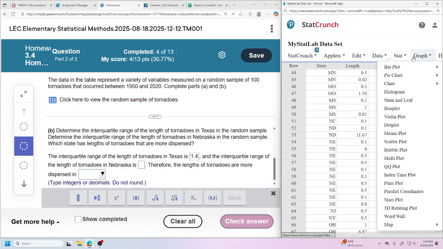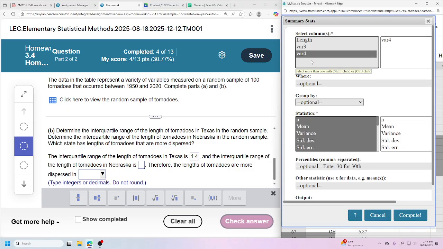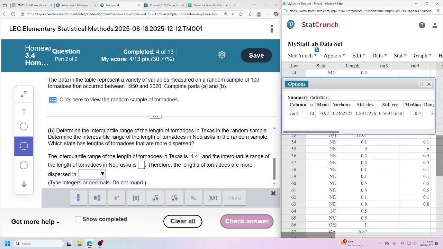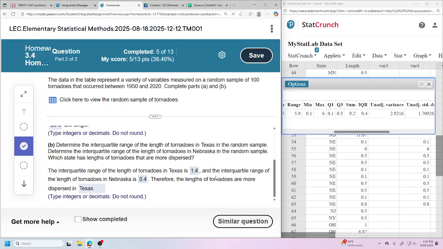All right. So summary stats columns. For the last one, same thing. Select everybody just in case. And so we got 0.4. And it says the lengths are more dispersed in, and so this is just bigger. So I'm thinking Texas, it's a bigger number, so it says more in Texas, bigger in Texas. And we got it, man, we got it.